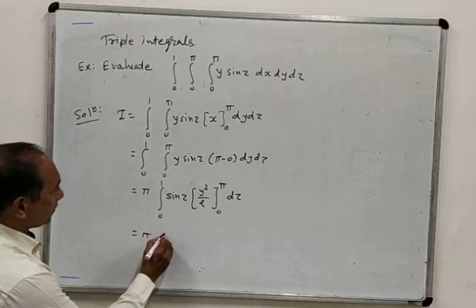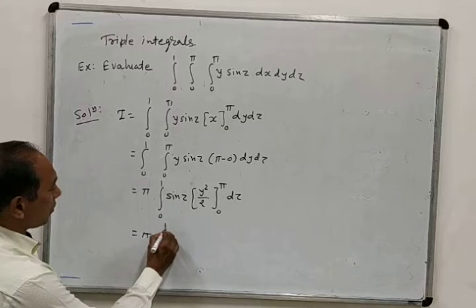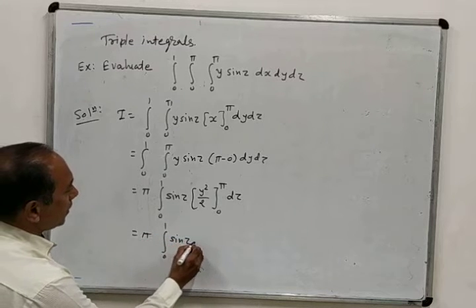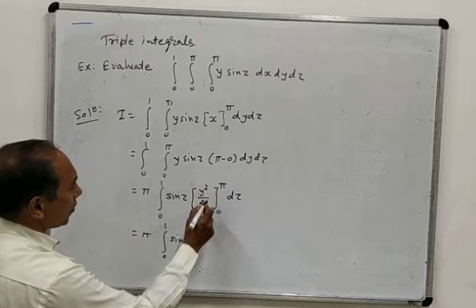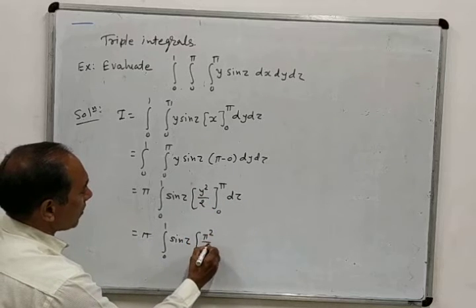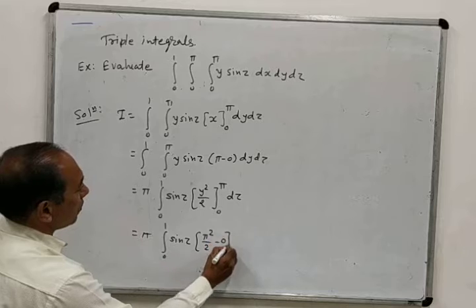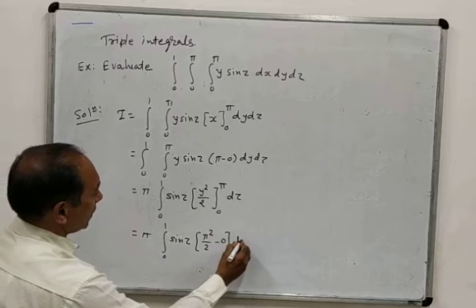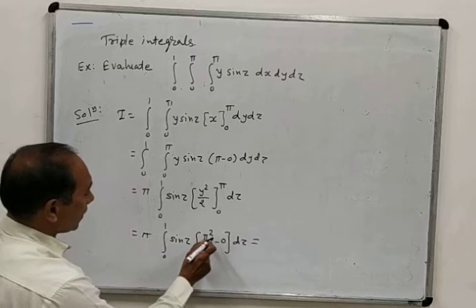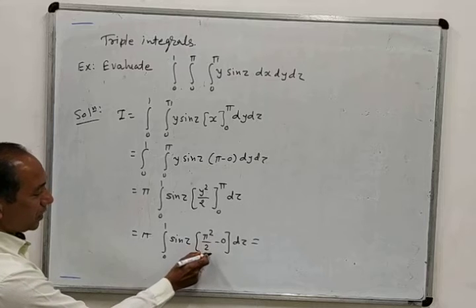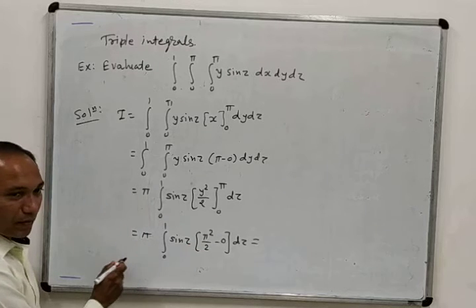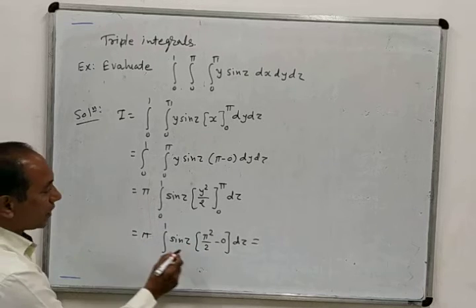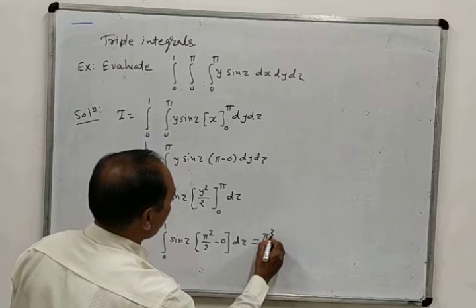So what will happen? Here 0 to 1, sin z, we will put the values. First we will put pi, so pi square by 2, minus 0 square by 2, which means 0, into dz. Here again you can see that pi square by 2 minus 0 means pi square by 2. It is constant, so we will take it outside.